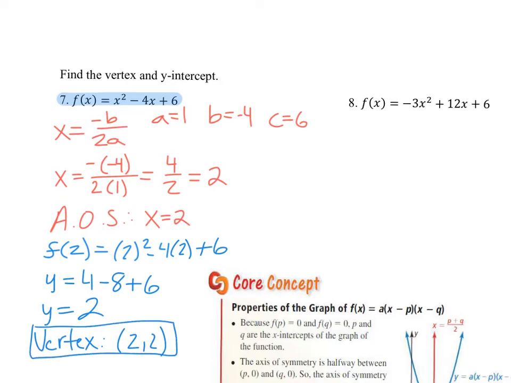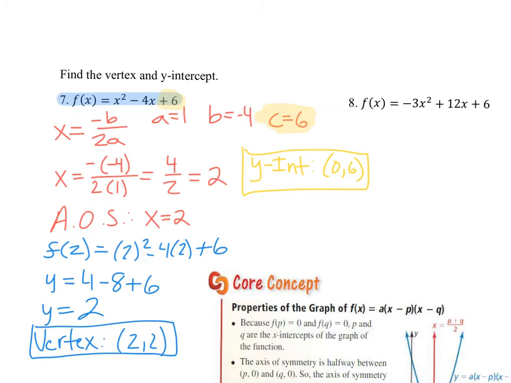Now, the idea behind our y-intercept is it's the c value, right? Well, if we already know our c value, and it's this, then we know that the y-intercept is just going to be 0, 6, okay? So all you got to do is identify that. Now, you can also easily see the c value just right there. So the y-intercept is easy to find.